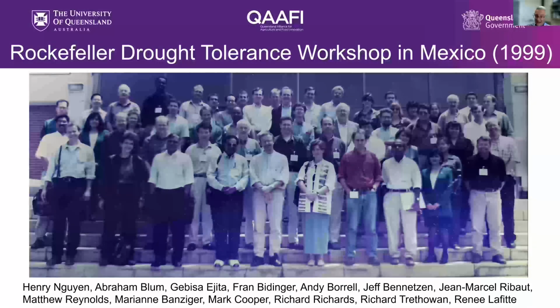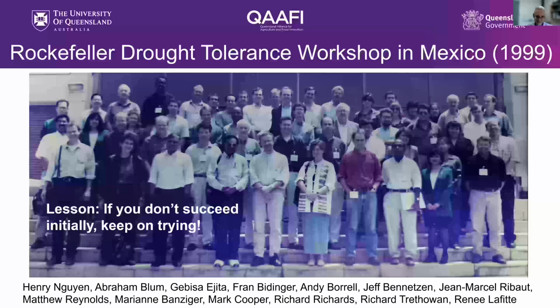There was a pivotal meeting in 1999 run by the Rockefeller Foundation, and they brought together scientists working in four crops: the big three crops of maize, wheat and rice, but also sorghum. The aim was to develop research plans that had commonalities between the different crops. They did end up funding two of the big crops, but they did not fund sorghum. However, because we had a wonderful group of sorghum scientists there from around the world, we decided that we'd do it anyway. So the lesson here is if you don't succeed initially, keep on trying.